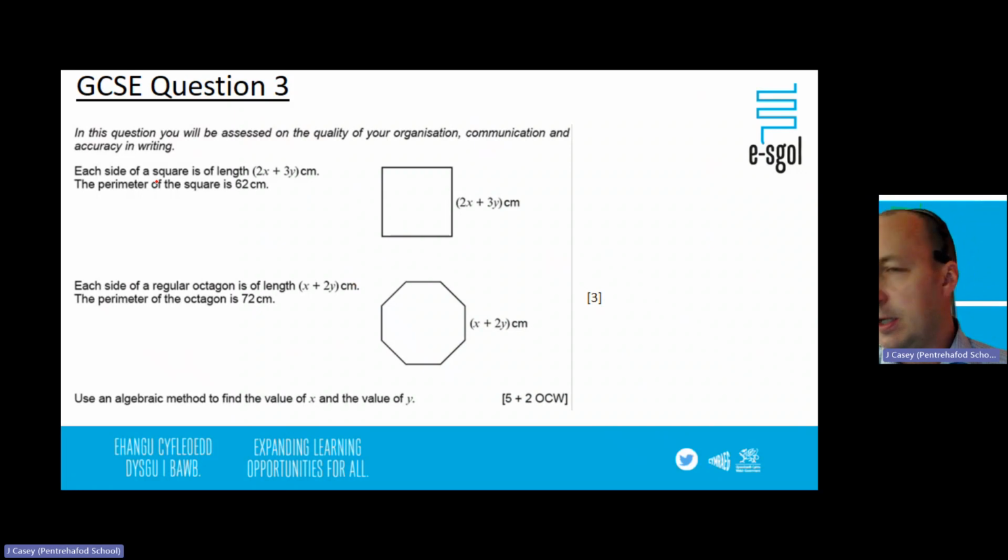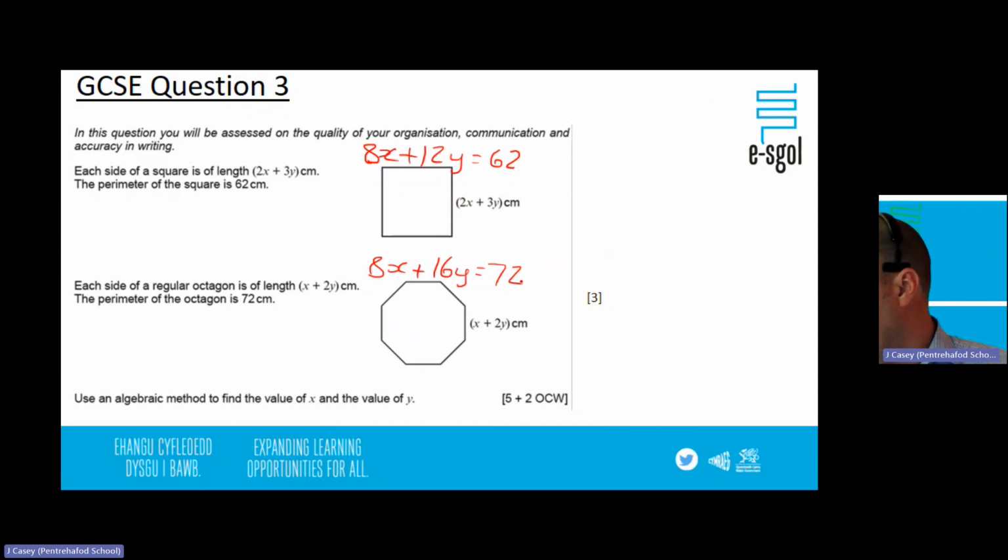Right, so let's get some equations going. Let's do the square first. If that's 2x, I'm going to times that by 4. So that's going to be 8x, because of course there's a 2x on every side, plus 12y, and that is going to be equal to 62. That's the perimeter of the square. For the octagon, I'm going to times x by 8 this time. So it's going to be 8x plus 16y, and that is equal to 72. So they're the 2 equations I'm working with.